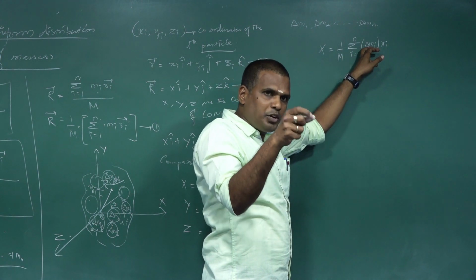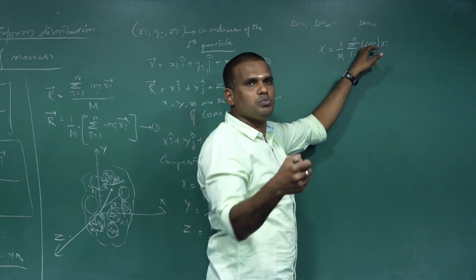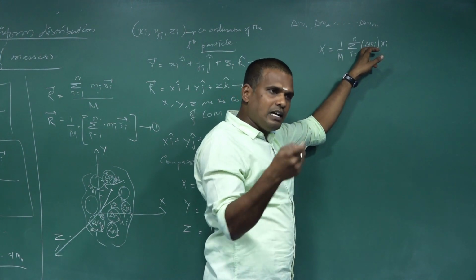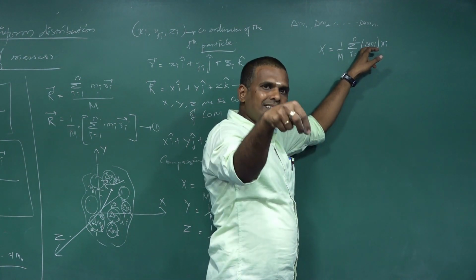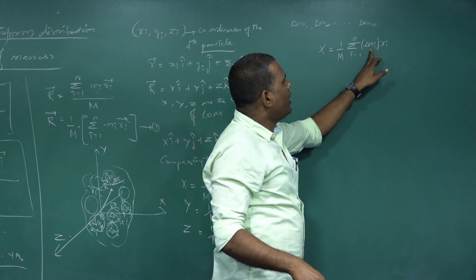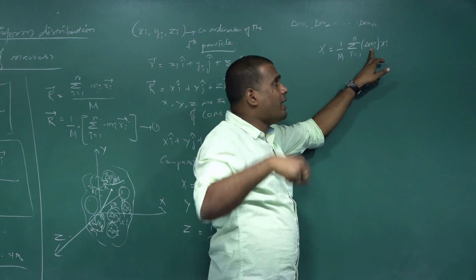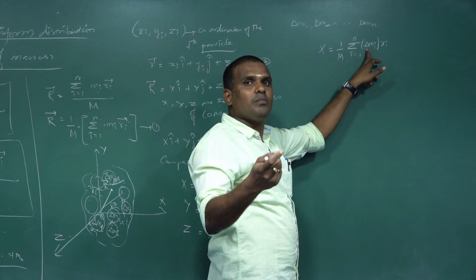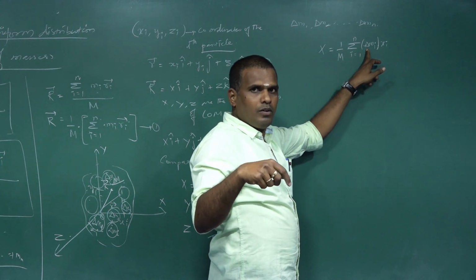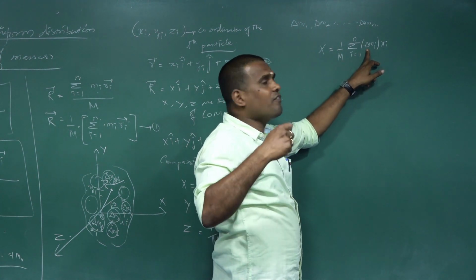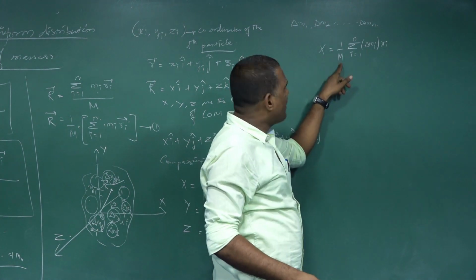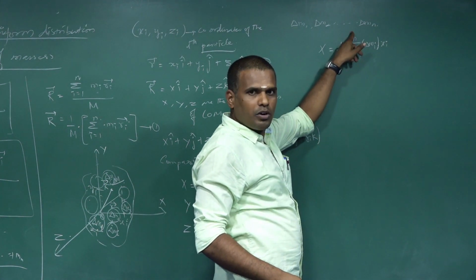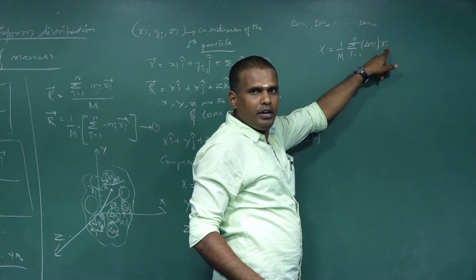This element is going to be reduced to an infinitesimally small element. If it is taken infinitesimally small, then that represents the individual particle. When I am going for infinitesimally small particles, delta m gets transformed to dm, which is the representation for infinitesimally smaller elements. So X equals 1 by capital M sum over i equals 1 to n delta m_i into x_i.